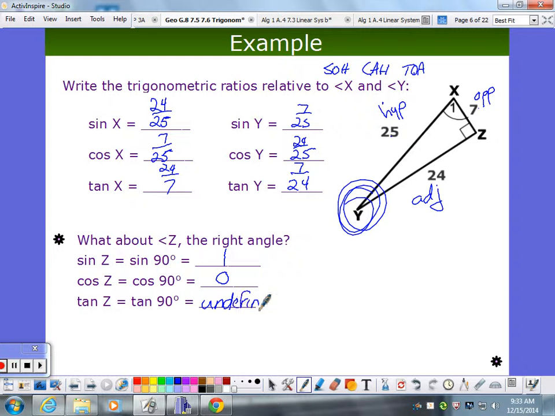And that is because, and you will learn this, tangent is sine over cosine. So 1 over 0, we can't do it. If you look here, sine over cosine, 24 25ths over 7 25ths is 24 over 7. Again, a little bit more advanced, and you will get there. But, again, walk before we run.